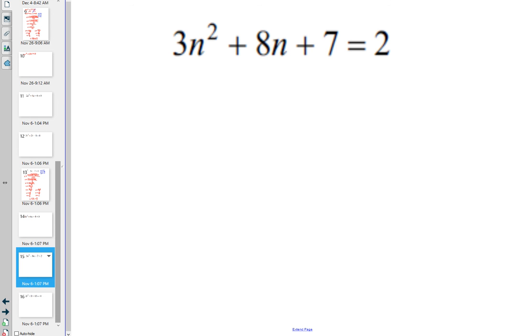Here, let's do this. Go to this one here, and instead of a 7, let's make this a 17. Just to get you mad.